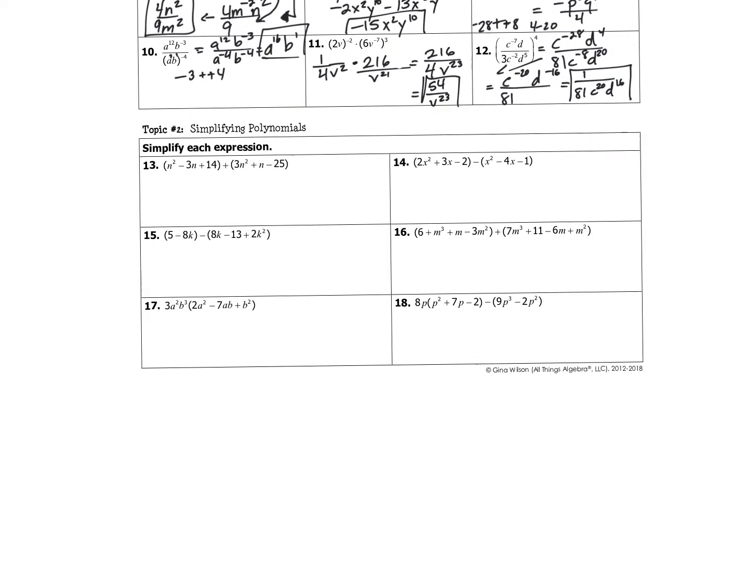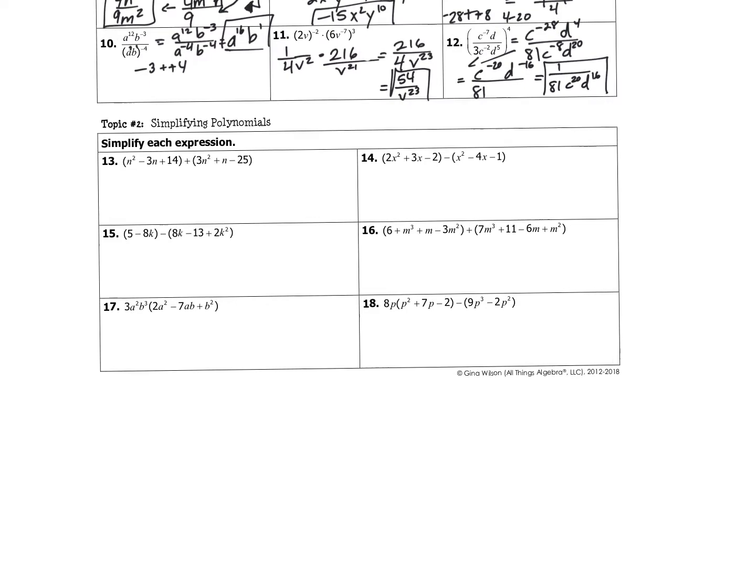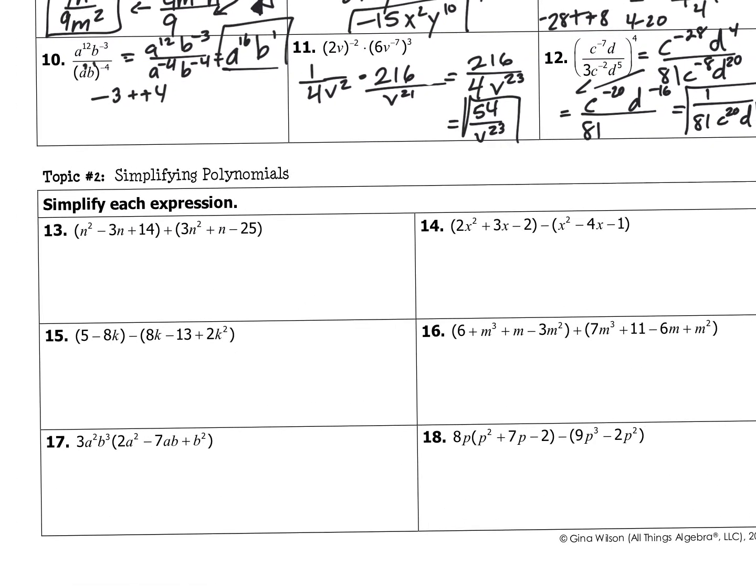All right. Topic 2, simplifying polynomials. So this is pretty basic. If you're adding, you can just drop the parentheses and combine like terms. If you're subtracting, you need to distribute the negative, then drop the parentheses and combine like terms. So here we go.